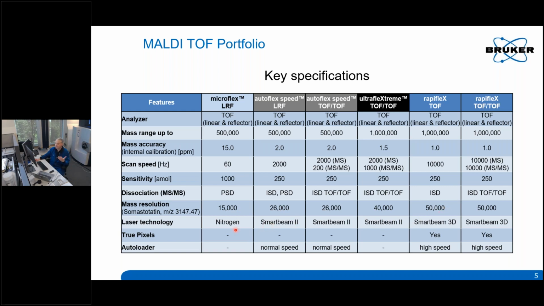And again, Smart Beam 2 technology, the Microflex, comes with a nitrogen laser. These offerings have the Smart Beam 2. The Rapiflex has Smart Beam 3D.